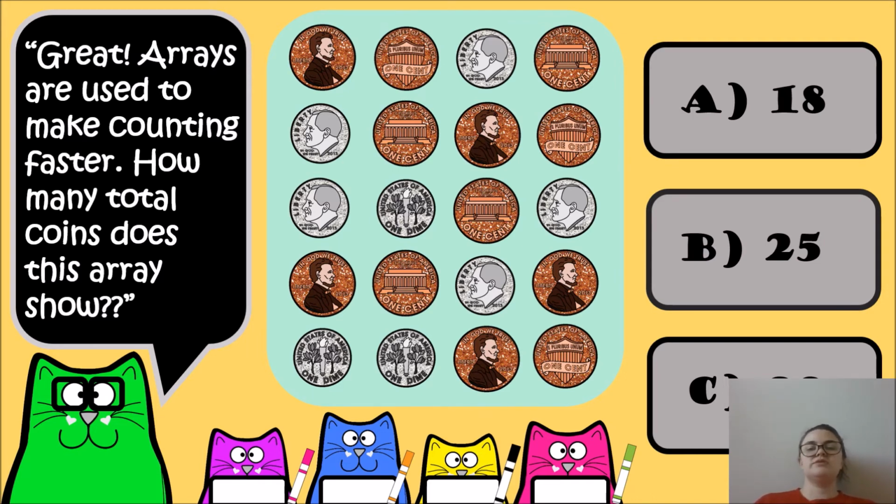We can use our arrays to count different pairs. So what I would do is I would count by 5s each one of these columns. 5, 10, 15. What's the answer? The answer is C, 20. Did you get that right on your own piece of paper? The cats did, most of them. Good job.